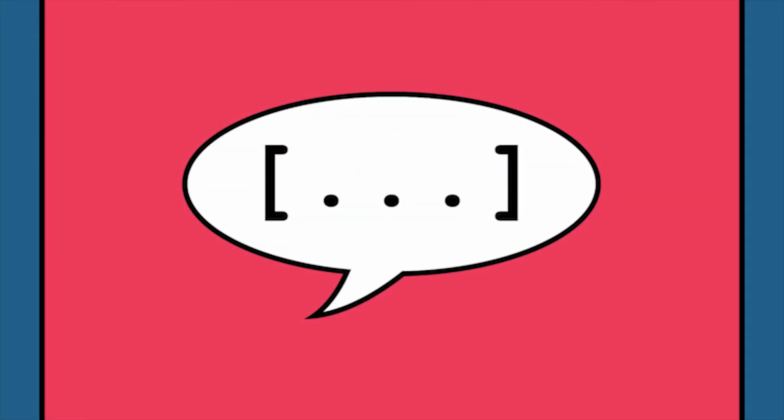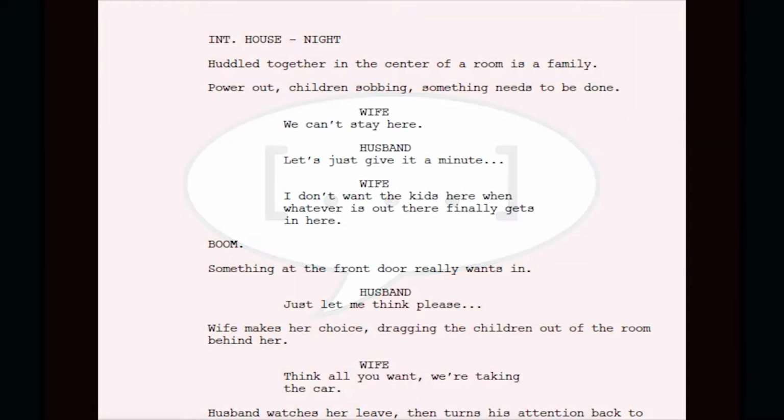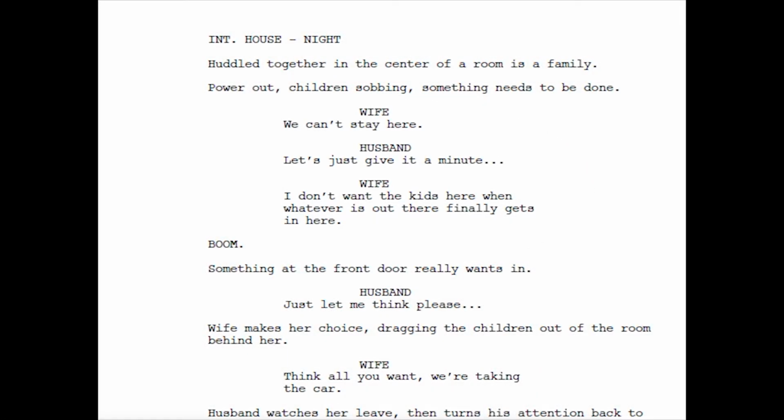In contrast to that abruptness, we'll look at the ellipsis now. This is a technique that amateur screenwriters tend to overuse, and like anything in screenwriting, a little bit goes a long way. You should always use every technique in moderation. Okay, a simple example of overuse.